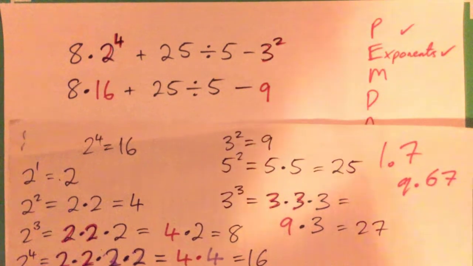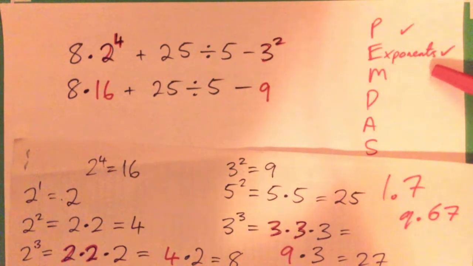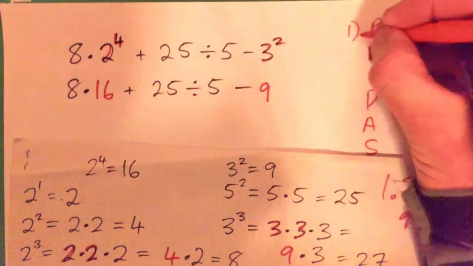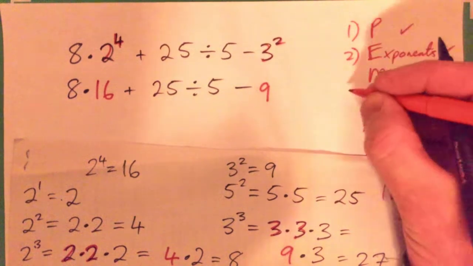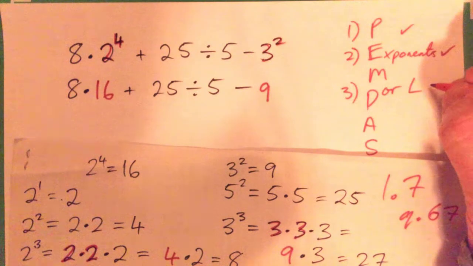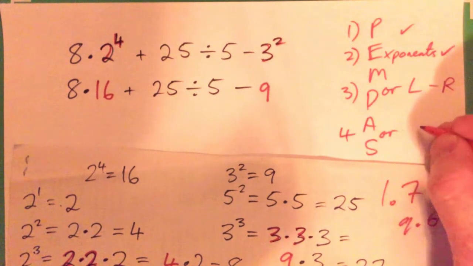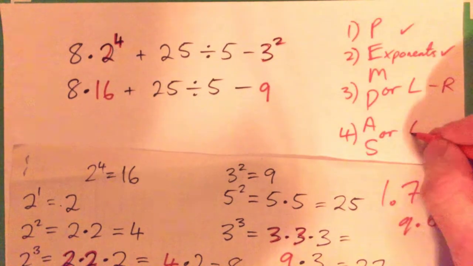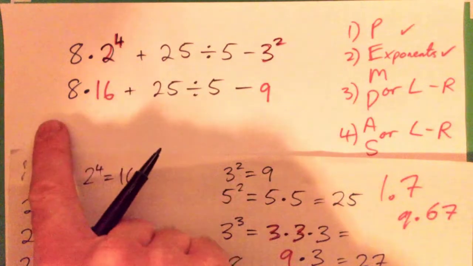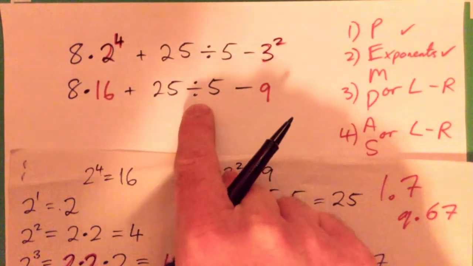Now what do we do next? From left to right, yeah. So we did parentheses, then exponents. Third thing is multiply or divide from left to right. And the fourth thing is add or subtract from left to right. So we multiply or divide from left to right. Well, we've got a multiplication here and a division here, right?